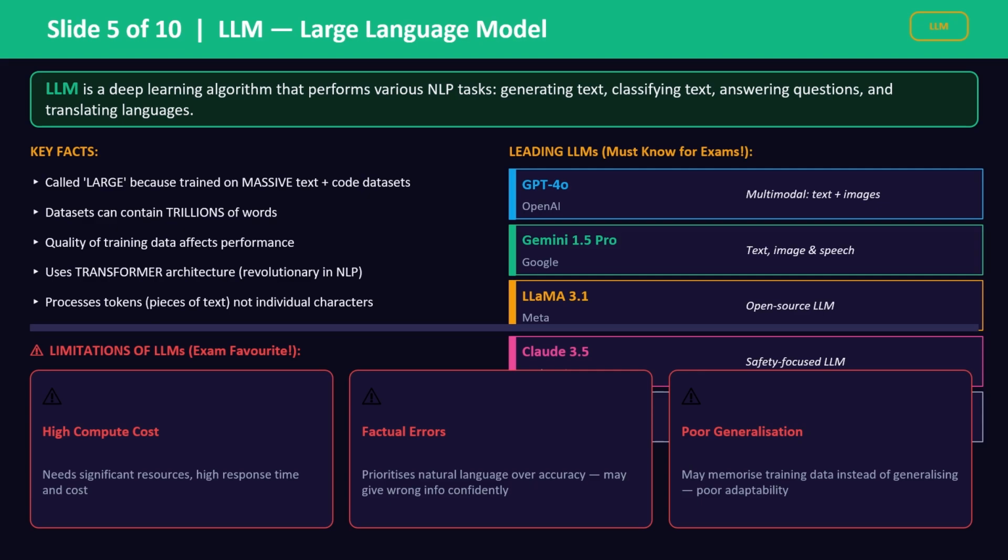Now, 3 limitations that can come in the exam. 1. High computational cost. 2. LLMs may give factually wrong answers, but confidently; they prioritize fluency over accuracy. 3. They may memorize training data rather than generalize properly. Learn these limitations, they are common exam questions.